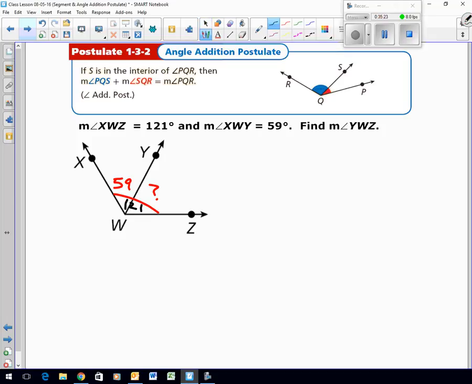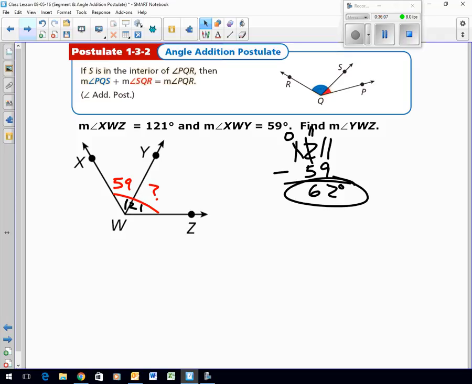Mr. Hobbs, do I have to set it up as an equation? Nope. What could you do here in one step? Take 121 minus 59. Try it. I'll do it. 121 minus 59. That's 62. Right? 62. That's it. That's all you got to do.